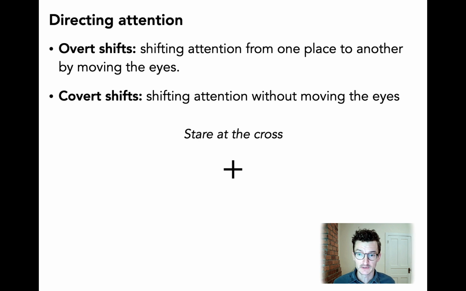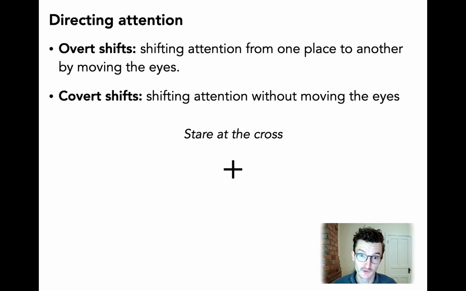So first of all, we can shift attention overtly or covertly. In this case, we're talking about visual attention, and so overt shifts in visual attention mean moving the eyes. So we can move the eyes via saccades, jumps from one location in space to another. And these jumps reflect an overt shift in attention.